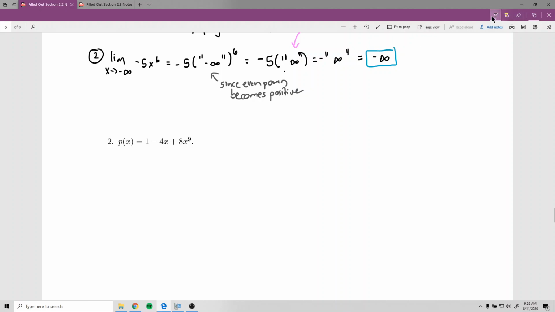All right, so number 2, same idea. The leading term is 8x to the 9th. And we want the two limits. We want the limit as x goes to infinity and x goes to negative infinity, but just the leading term. And so we plug in our infinity.